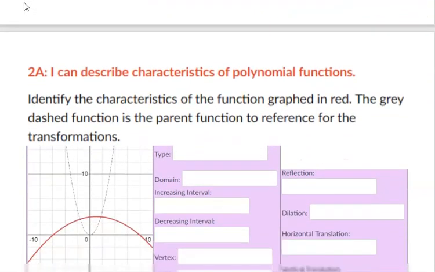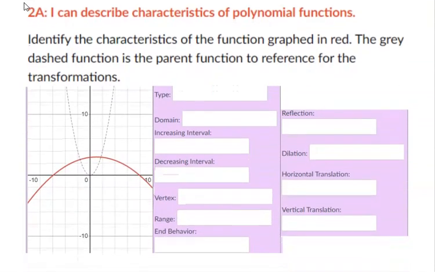Let's look at the next page. I could describe characteristics of polynomial functions. Identify the characteristics of the function graphed in red. The gray dashed function is the parent function, the reference for the transformations. The type of function this is most likely is quadratic. The domain is all real numbers, negative infinity to positive infinity.